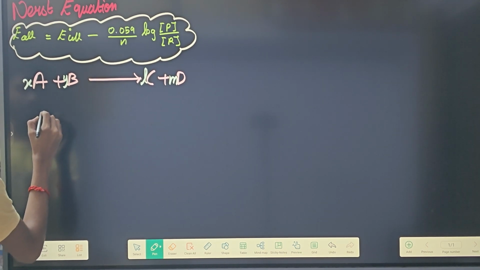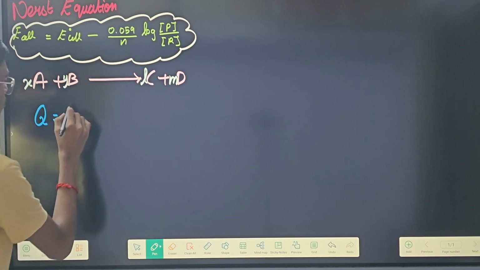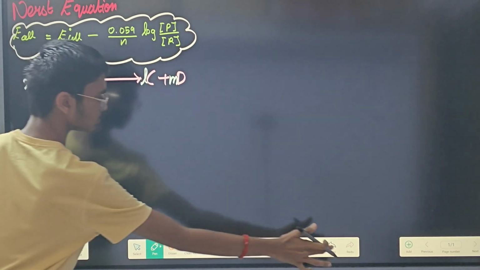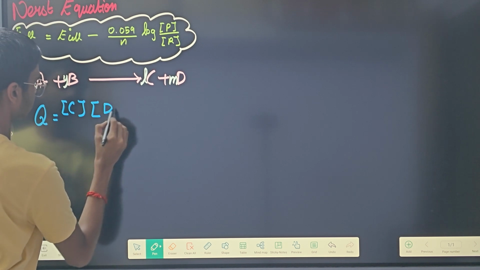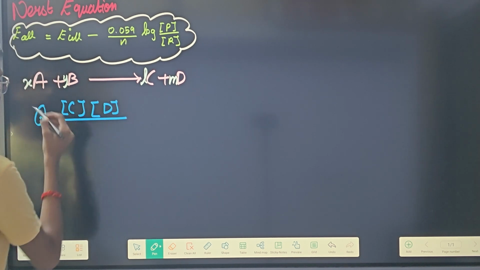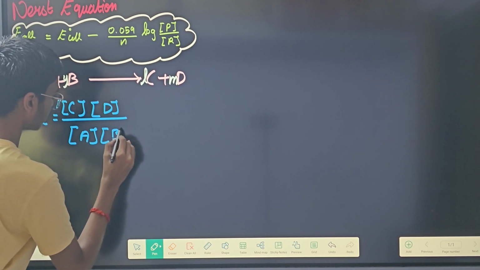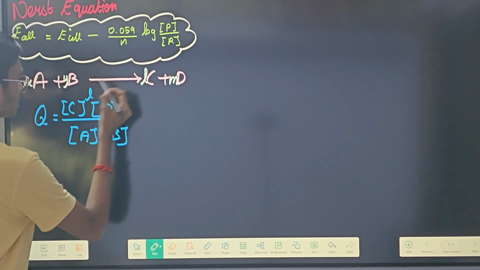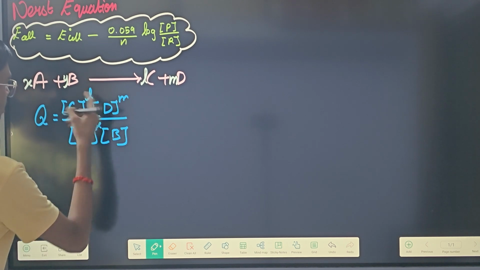Reaction quotient is represented as Q. So Q is equal to products by reactants. So what are products? C into D whole divided by A into B. So what is C? C is L. What is D? D is N. So here it is X, and then here it is Y.